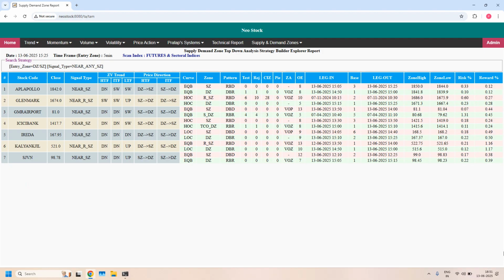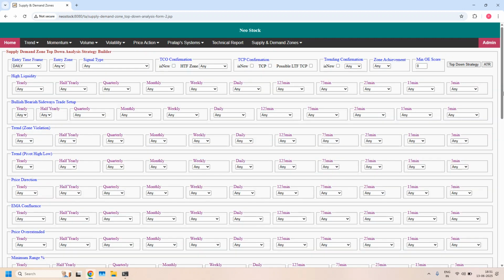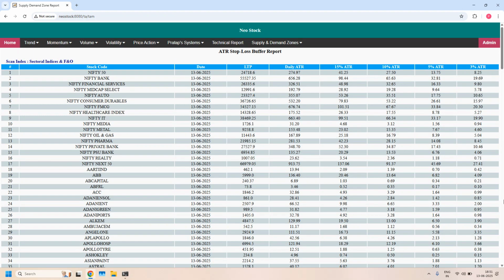So with this, we have completed finding stocks near demand and supply zones for different time frames. In the final report, let us generate stop buffers based on daily ATR. First 17 in this list are indices, remaining all are equity stocks. I'm scrolling the list down; whichever stock you want to refer to, pause the video. After that, you can proceed further. Okay, I'm scrolling the list down.